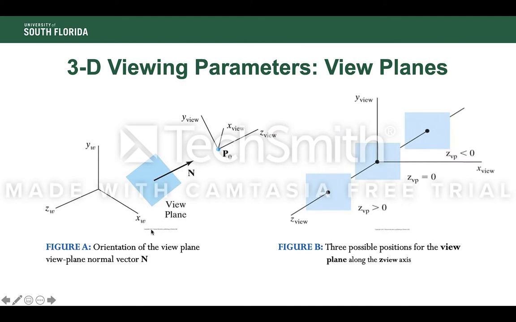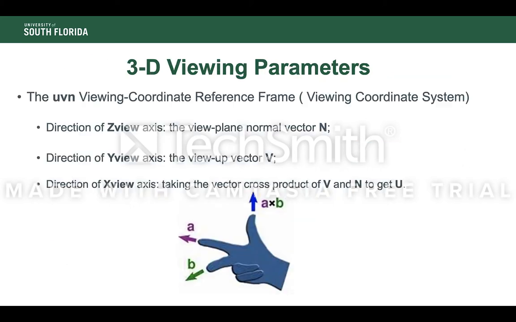You can see that figure A shows different kinds of view planes, and figure B as well. This is the orientation of the view plane, which is known as the view plane normal vector N. N is a vector which is normal to the view plane, which lies between the viewing origin and the world coordinates. You have three possible positions of the view plane along the Z view axis. On this axis you have different positions where you can place the view plane, where the N vector is perpendicular to the view plane. It can be placed where ZVP is greater than 0, where ZVP equals 0, or where ZVP is smaller than 0. So these were all the view planes, which is one of the 3D viewing parameters.